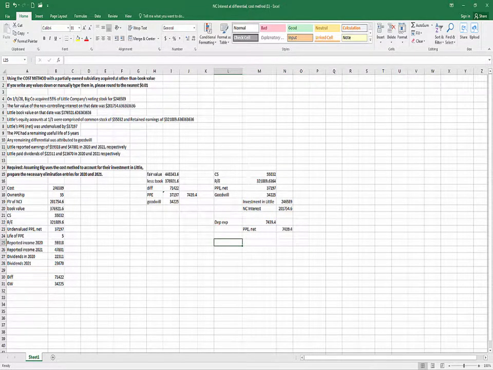Under the cost method, we combine the investment income and dividend entries, and so we're going to go ahead and eliminate investment income. Now again, if big company is using the cost method, their investment income is going to be their share, 55%, of Little's dividends for that year. So dividends in year 1, 22,311. Okay.